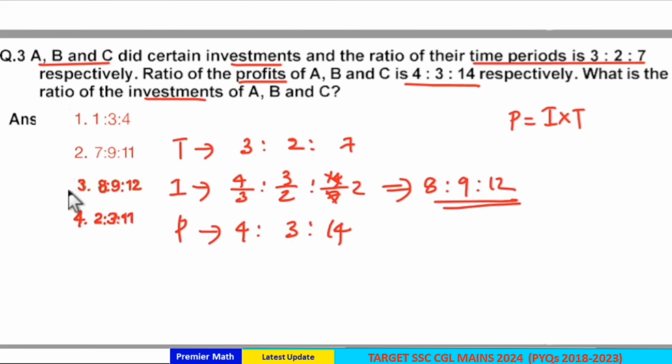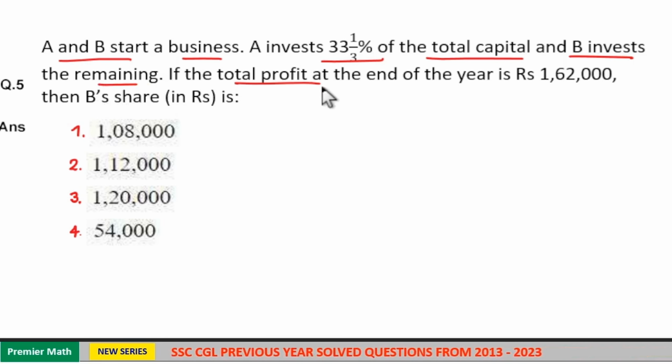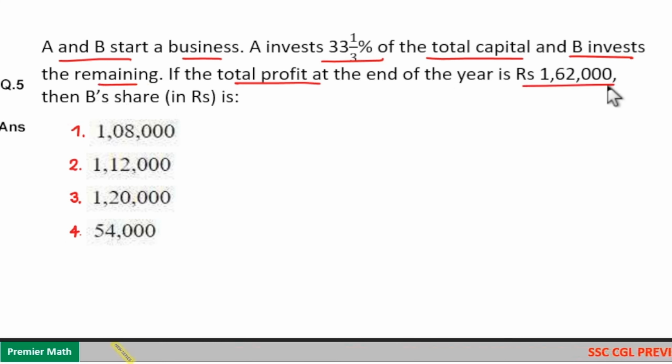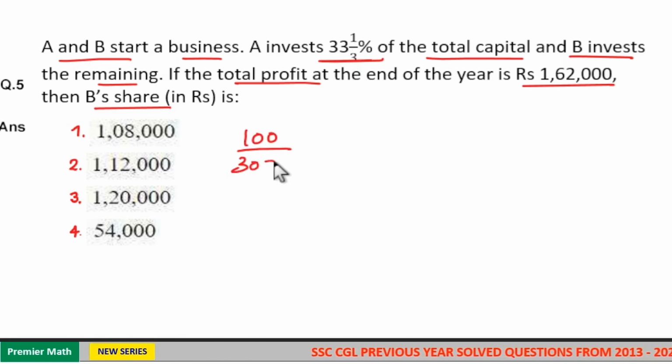A and B start a business. A invests 33 and 1/3% of the total capital and B invests the remaining. If the total profit at the end of the year is 1,62,000, then B's share is? Here A invests 33 and 1/3% means 33 into 3 is 99, 99 plus 1 is 100. So 100/3% means 100/300. That is, A invests 100 part out of this 300 part.